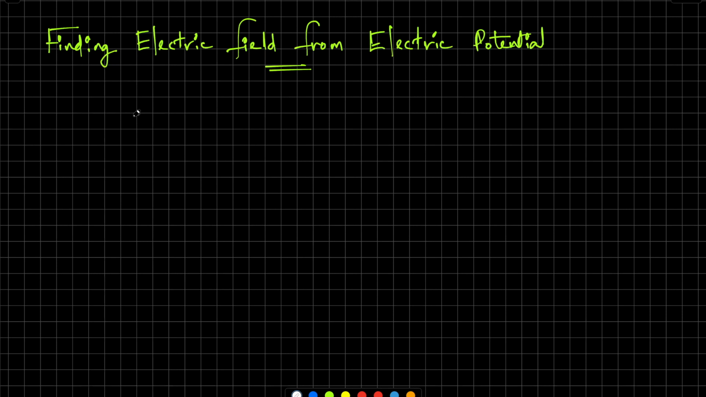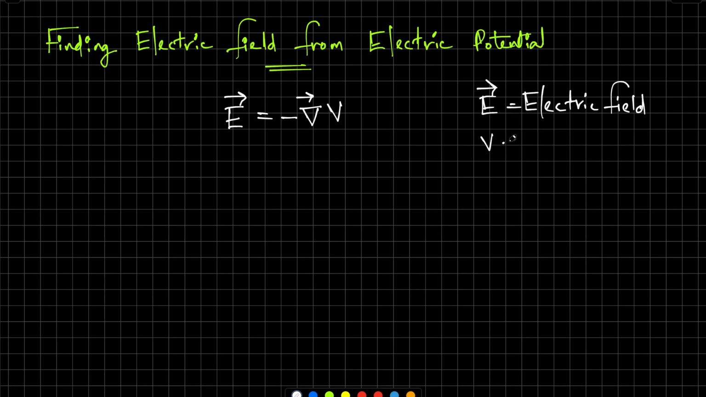In this video, I'm going to explain how to find electric field from electric potential. This is the equation to find electric field vector: E equals minus del V, where E is electric field, V is potential, electric potential, del is gradient operator.